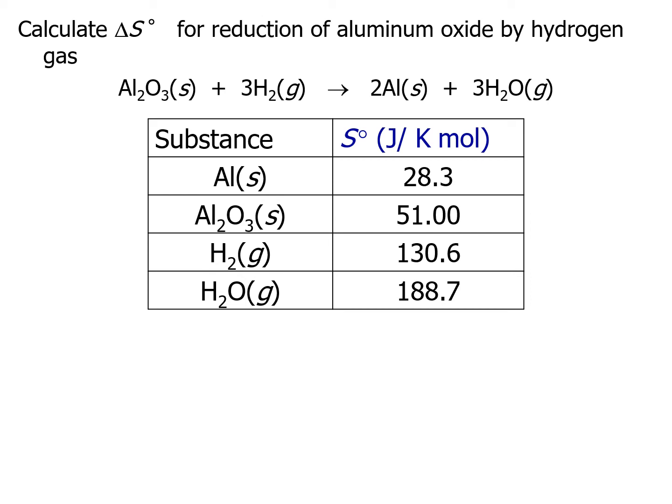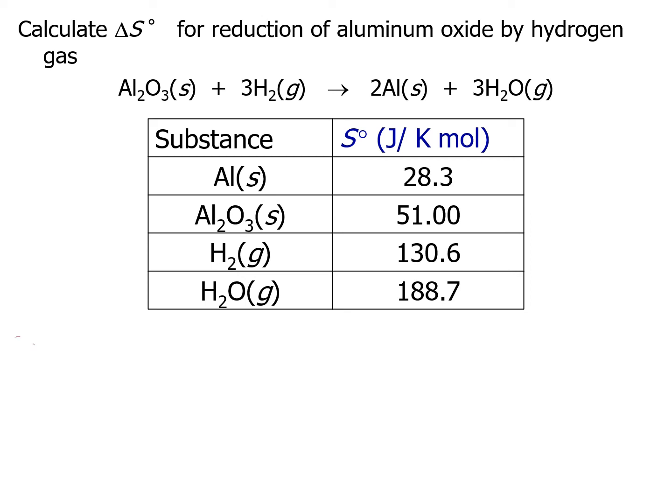So first thing, we identify if the reaction is balanced or not. How many aluminum in the reactant? 2. Product, 2. Oxygen is 3. Oxygen is 3 in the product. Hydrogen is 6 in the reactant. Hydrogen is 6 in the product. So our reaction is balanced.